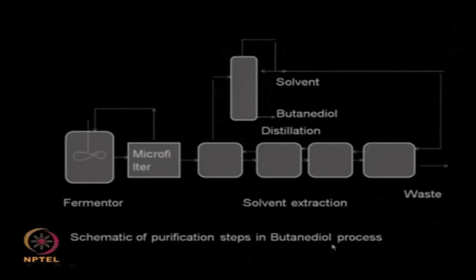So, a typical schematic for the butanediol process: you have the fermenter on the left hand side. Then immediately after the fermentation you have a microfiltration to remove the cells and biomass, which can be put back into the reactor because they are active biomass. Once you get the cell free liquid, you can resort to extraction, and the solvent can be removed from butanediol using a distillation column, and the solvent can be put back into the solvent extraction unit. So, you can have a closed system like that.